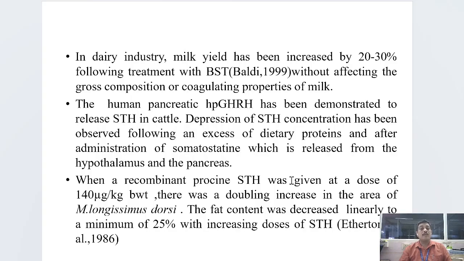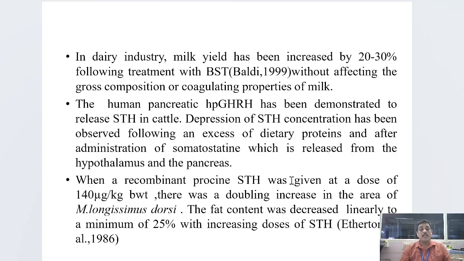And as I told you, human pancreatic growth hormone releasing hormone has been demonstrated to release the somatotropic hormone in cattle, but it is also seen that this concentration has been observed following an excess of dietary protein and after administration of somatostatin, which is released from the hypothalamus and pancreas. And how much of these somatotropic hormones are used? It is 140 micrograms per kg body weight.